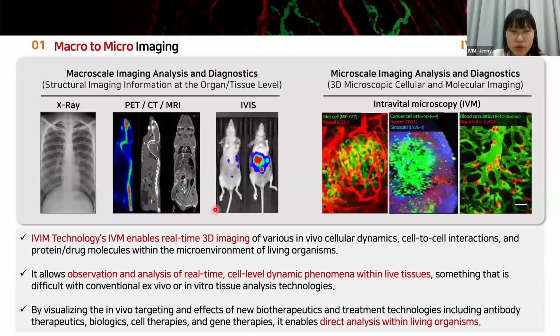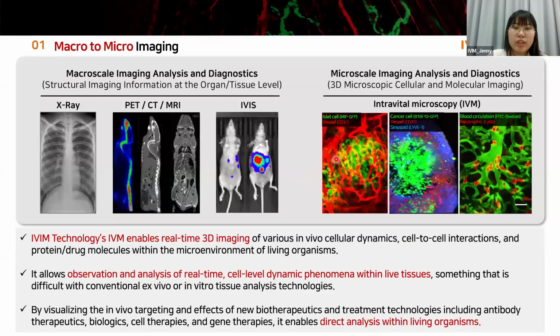So when looking more closely at in vivo imaging, commonly used tools such as the X-ray, PET, CT, MRI, and even IVIS have played a very important role in providing whole body or organ level information in animal studies. These technologies are highly effective for visualizing overall anatomical structures, physiological functions, and the general distribution of cells or drugs within the body at specific time points.